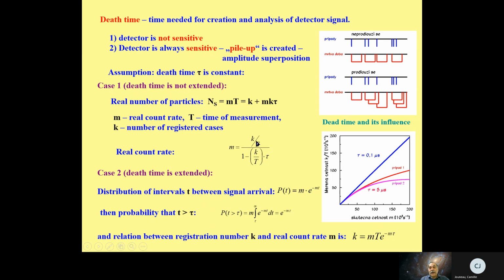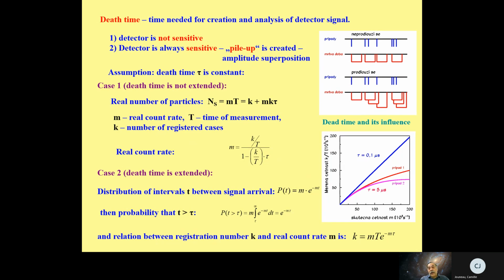This K divided by T, this is the number of registered events divided by the time of measurement. This is the measured count rate. That means from the measured count rate, you will obtain the real count rate, and it's possible to obtain how many particles were really detected, yeah, if this dead time is 0. For a case in which this dead time is extended, it is more problematic.